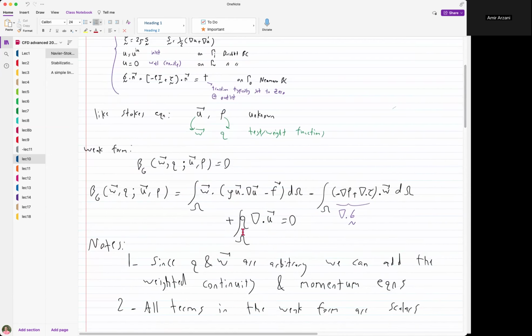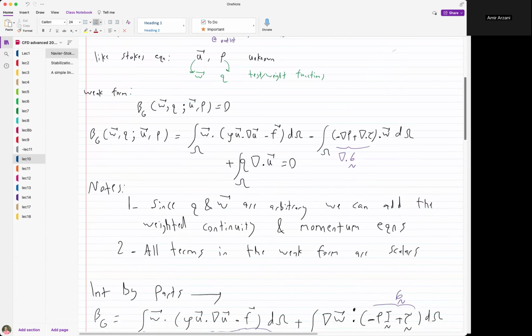Now, the interesting thing here is that since Q and W are arbitrary, remember, we just arbitrarily multiplied both sides of the equation and integrated, right? Since they're arbitrary, we can add them and form a single equation. So if I have this single equation for both momentum and continuity, since W and Q are arbitrary, it implies that each part has to be equal to zero. So both the divergence-free condition and the momentum equation, okay? And as I mentioned, all of these integrals give you scalars at the end.